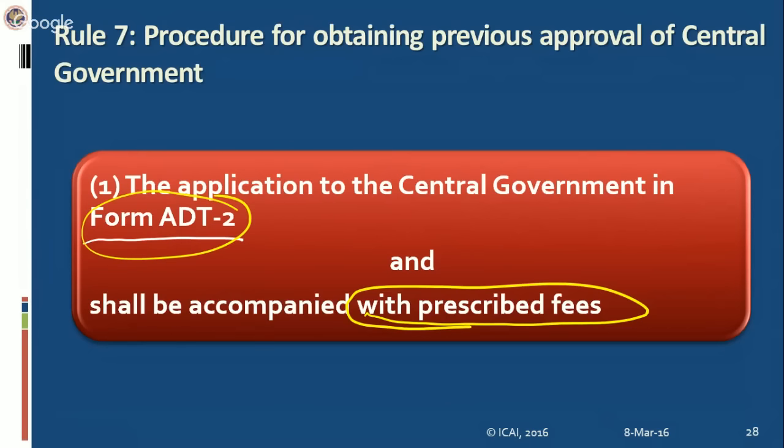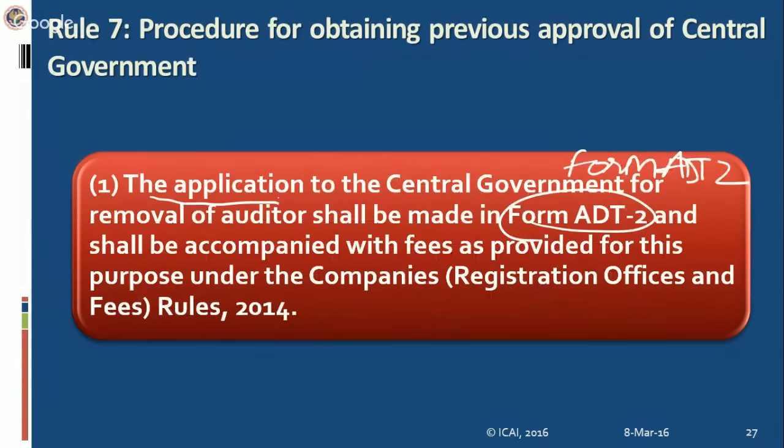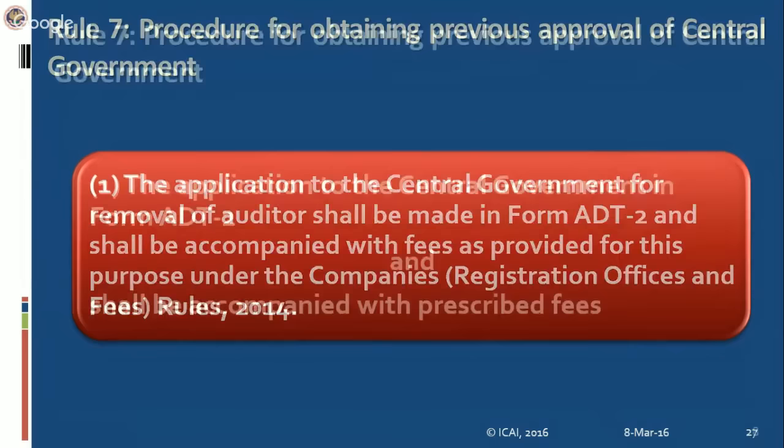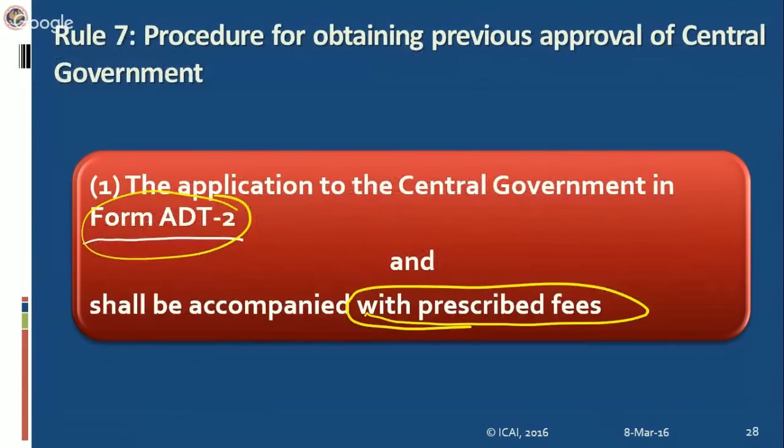So you need to give an application. The first point is nothing but an application to the central government, like you apply for a loan to the bank. You need to give your application for loan in the prescribed form. So for the removal of the auditor, the Companies Act has provided a specific form in this respect, that is form ADT2, and certain fees which are prescribed in the Companies (Registration Offices and Fees) Rules 2014. So the company needs to make an application to the central government in form ADT2, accompanied with prescribed fees.